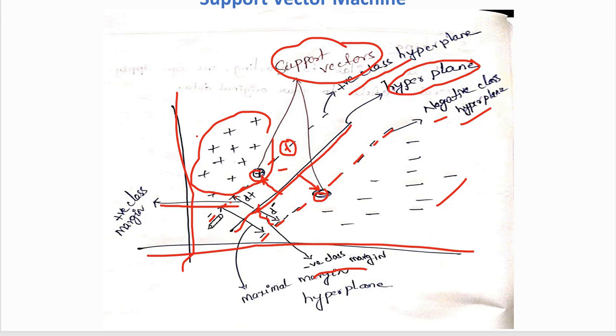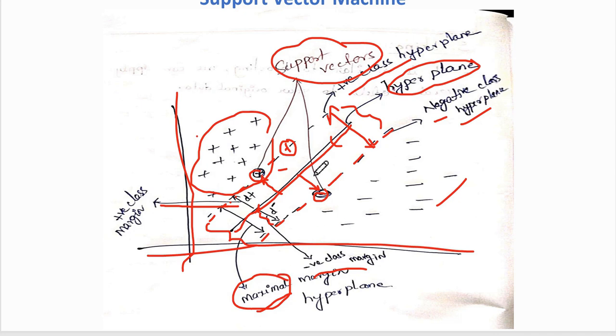Always we are trying to keep the distance from this margin. This is called the entire margin, and this margin must be maximal. As you already know how to find this hyperplane, apart from that we are trying to find the positive class hyperplane and negative class hyperplane in SVM. This is called the margin, and that margin must be maximum.